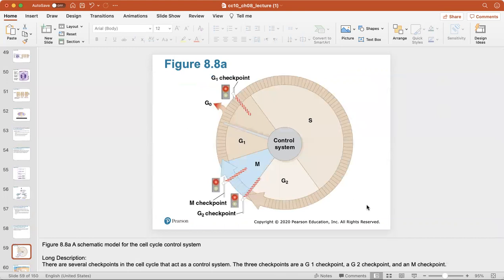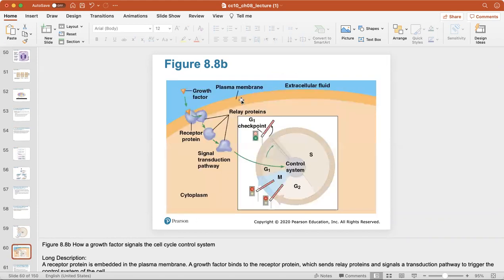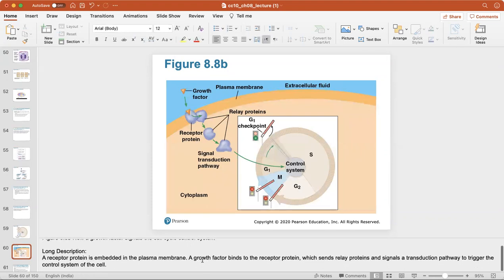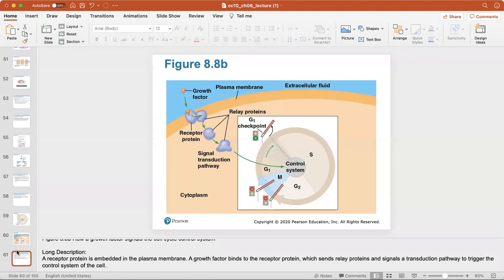So here's a look at a schematic model for the cell cycle control system. We have these checkpoints, and those checkpoints are controlled by these growth factors, which will control whether the cell goes into another part of interphase or mitosis. Here's a look at how a growth factor signals the cell cycle control system. A receptor protein is embedded in the plasma membrane, the growth factor binds to that receptor protein, which sends signals through relay proteins in a signal transduction pathway to trigger the control system of the cell.